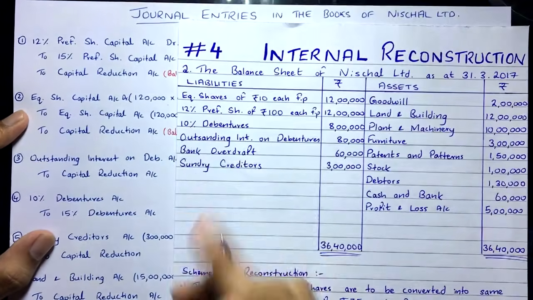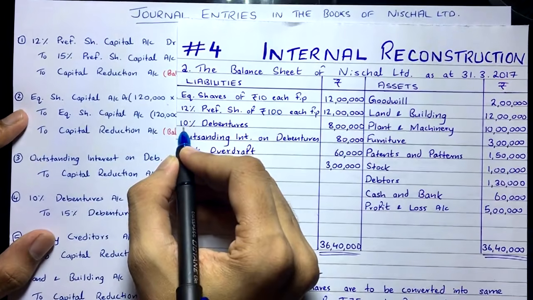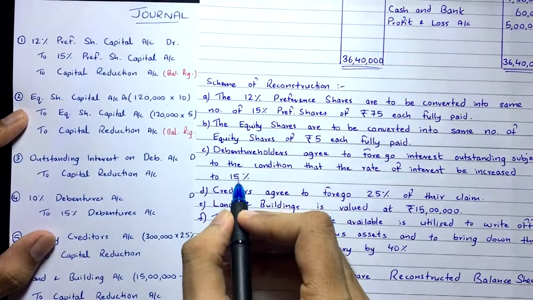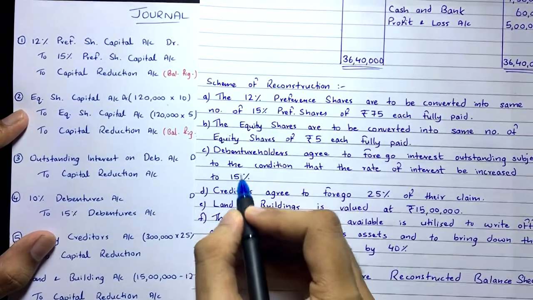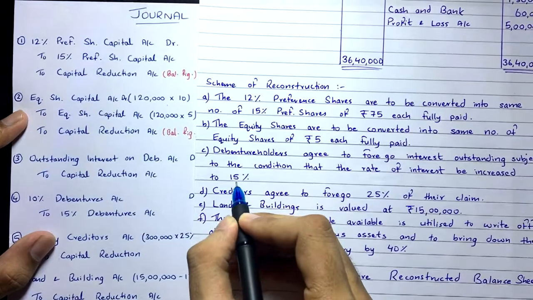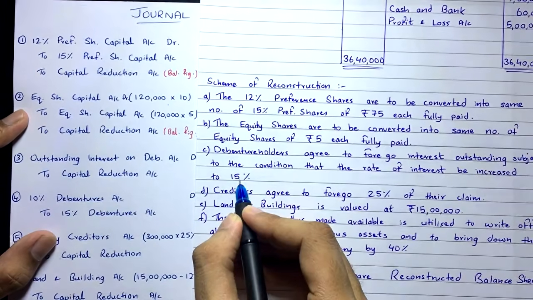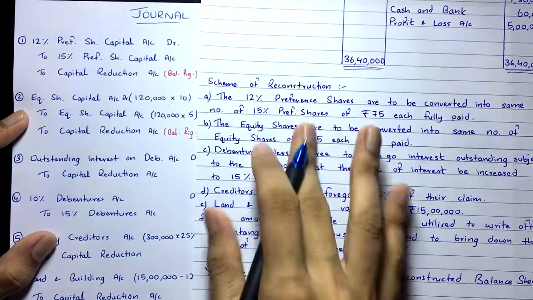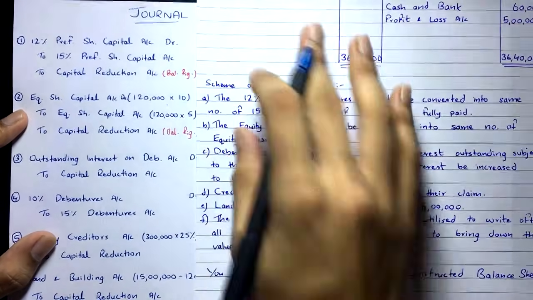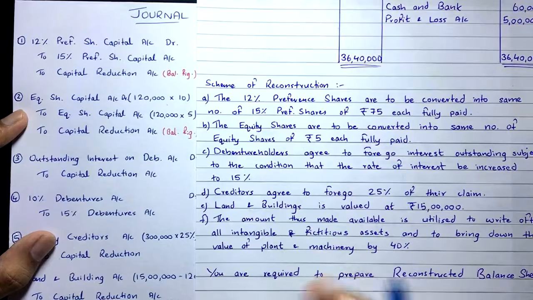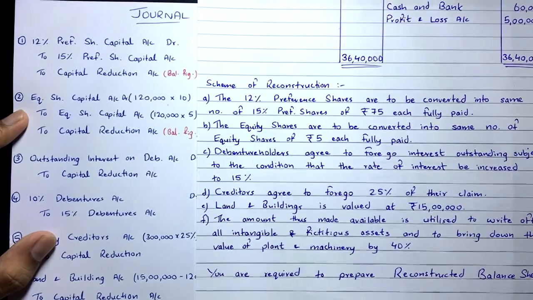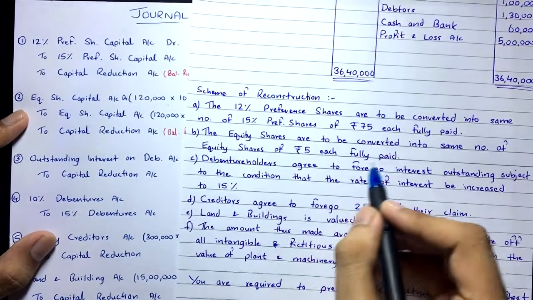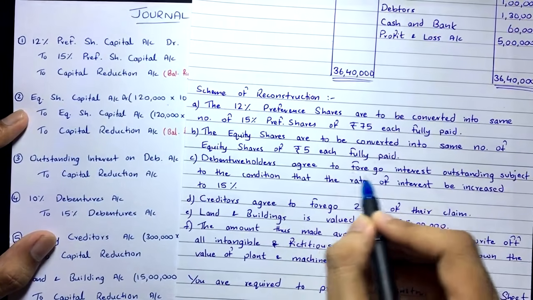Their rate of interest currently is 10%. They are saying we will forget about our outstanding interest if you increase our rate of interest to 15%. So the rate of interest of debentures is changing here, from 10% to 15%. What you have to do is cancel off the old debentures and create new debentures. But first, forego the interest. You have to cancel the interest.